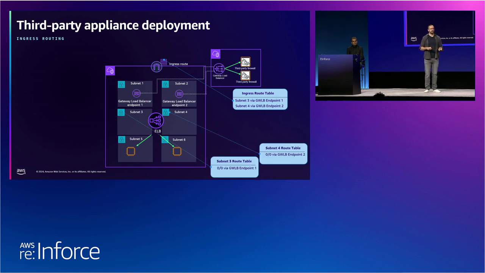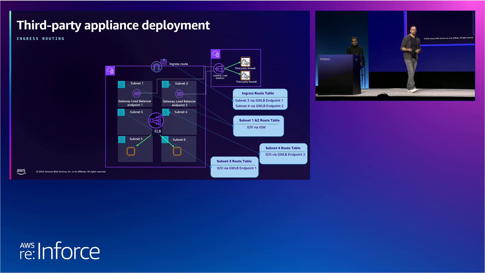We also have to configure return routing to make sure traffic is symmetric. So when the load balancer responds back to the internet, traffic is to go back through the respective gateway load balancer endpoints. And then we have to have a route from that subnet to send traffic back out. So this is the routing.